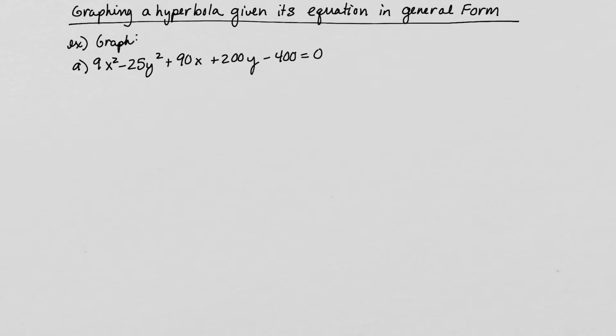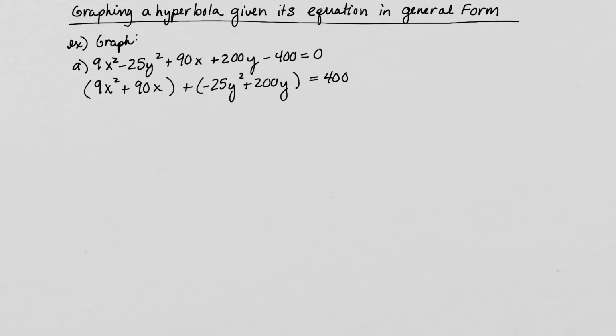So the first thing I'm going to do is regroup stuff so my x's are together, my y's are together, and then I am going to move everything that doesn't have an x or a y to the other side. I'm going to put my x's first since the coefficient on the x squared term is positive. So we're going to have 9x squared plus 90x, and then plus minus 25y squared plus 200y. And then we're going to move the 400 to the other side, so equals 400.